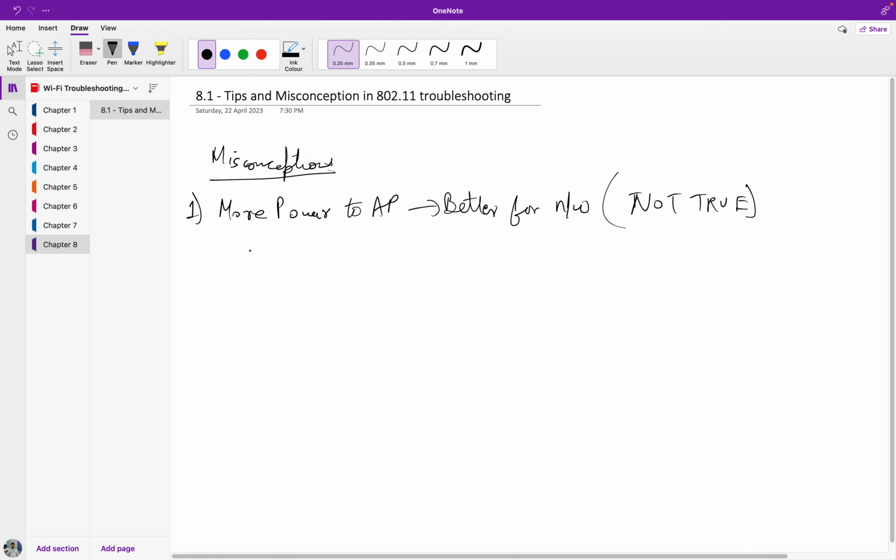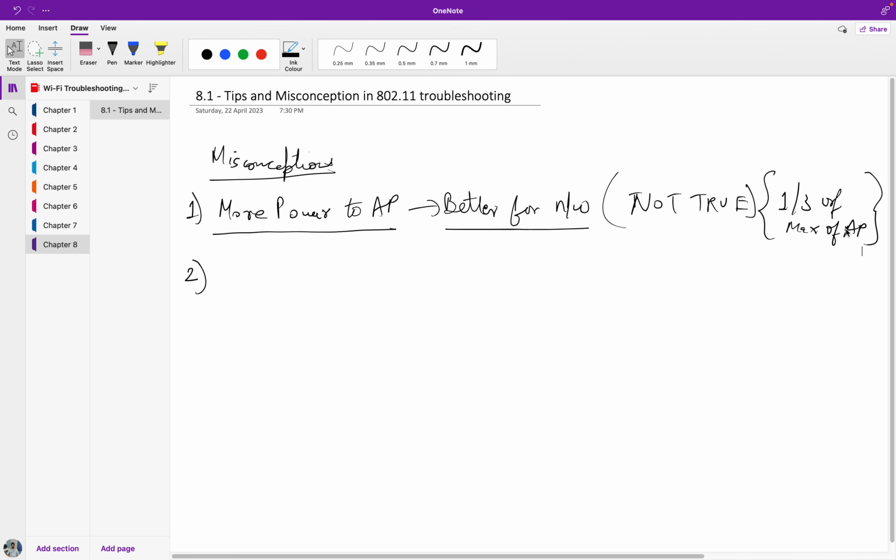So more power to the AP, better for the network, is not true at all. So do not follow this mindset, and do thorough analysis before you think about increasing the power. And the rule of thumb is somewhere around 1/3 of the maximum power of the AP. Put that as the transmitting power of an access point.